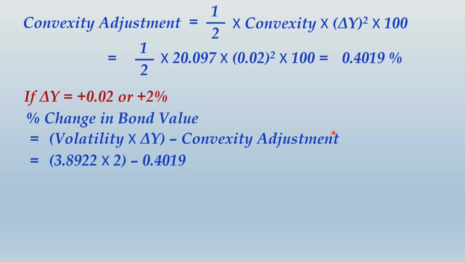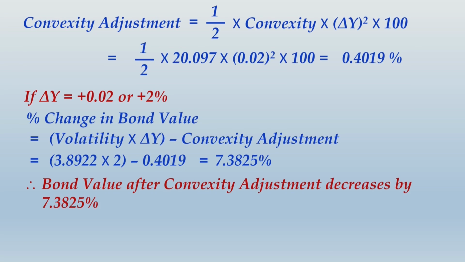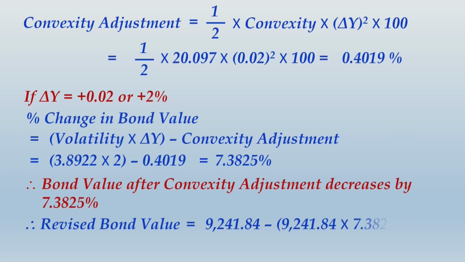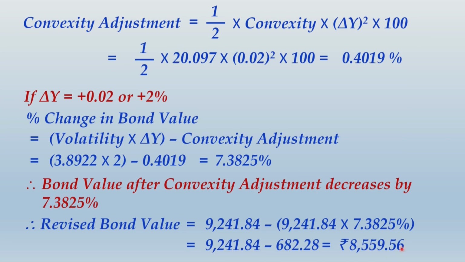Why are we subtracting the convexity adjustment? Because the yield rate has increased by 2%. So what you will get is 7.3825%. So bond value after convexity adjustment decreases by 7.3825%. Revised bond value will be 9,241.84 minus the 7.3825%, and what you will get over here is the revised value of 8,559.56, which is closest to the actual value that we have determined directly using the revised yield rate.